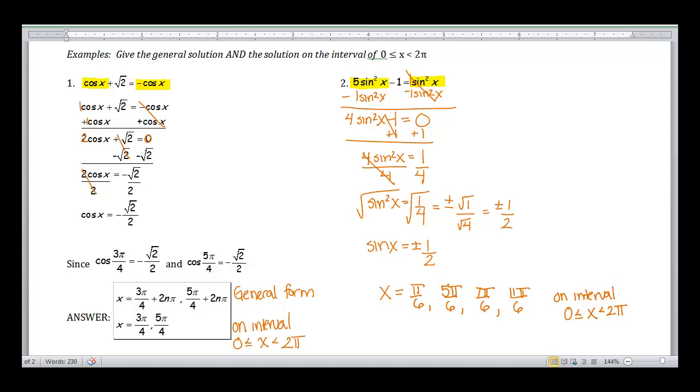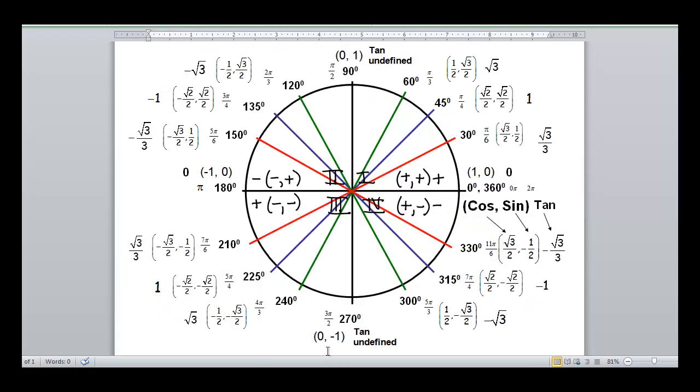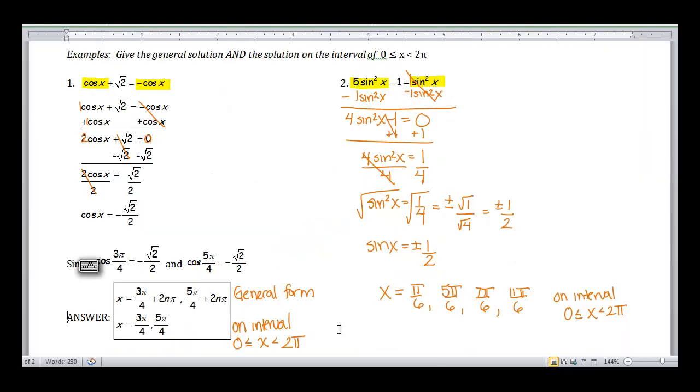For the general form, let's look back at our unit circle. If I write pi over 6 and just add pi, that gives me my 7 pi over 6 answer. If I take 5 pi over 6 and just add pi, I get the 11 pi over 6 answer. So we don't need to write all 4 of them. We can just write pi over 6 plus pi n and 5 pi over 6 plus pi n, and that would also cover the 7 pi over 6 and 11 pi over 6 answers.